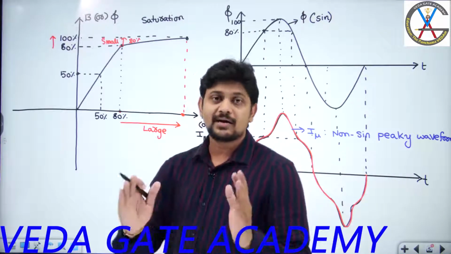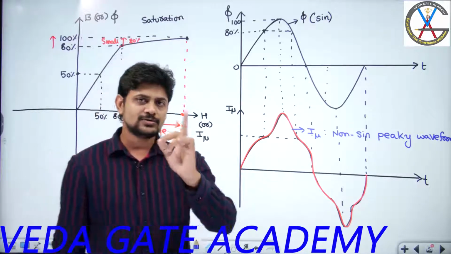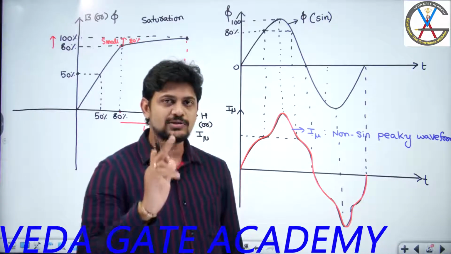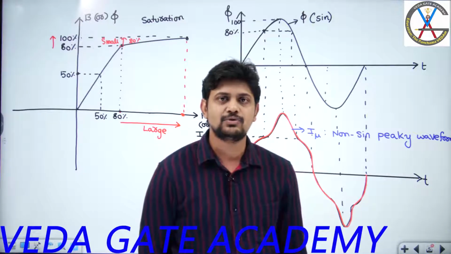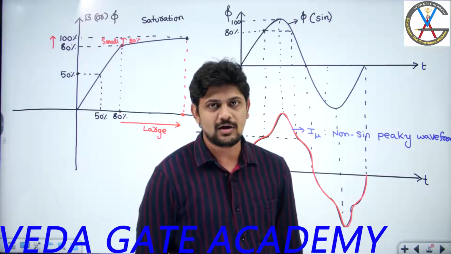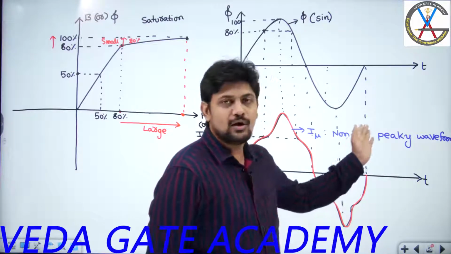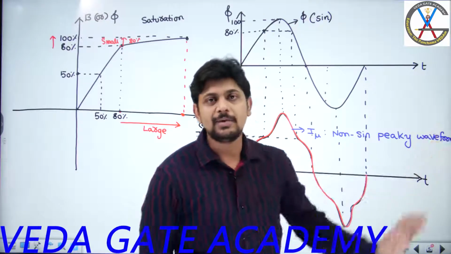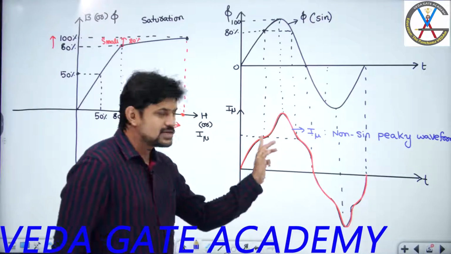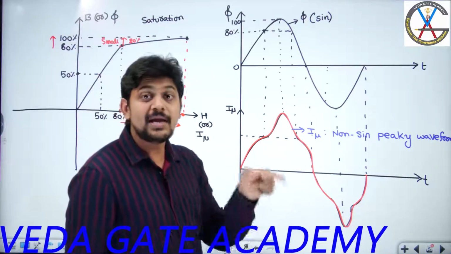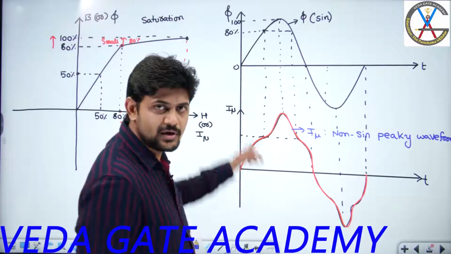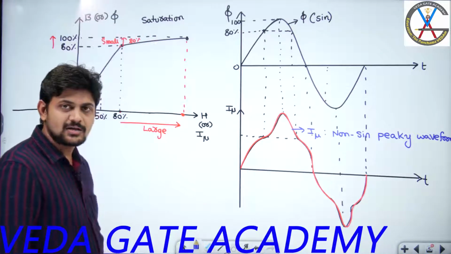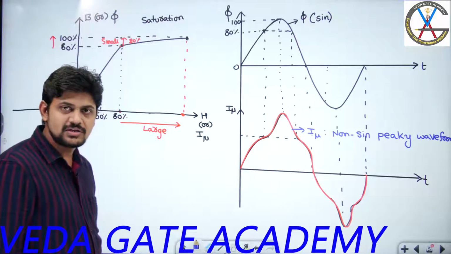So if you are taking a practical transformer, in order to produce sinusoidal flux, or pure sinusoidal flux, the magnetizing current drawn by the transformer from the supply should be a non-sinusoidal waveform which should be peaky in nature. The peakiness in the I mu waveform occurs because of saturation. Have you understood this conclusion?